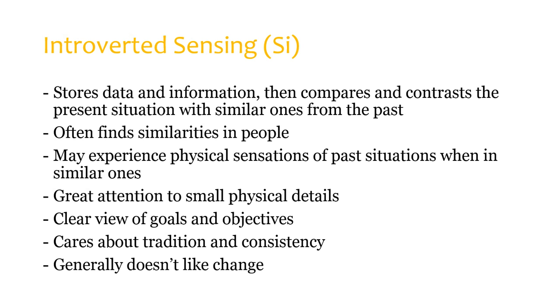Clear view of goals and objectives. Extroverted sensing usually doesn't care that much about that. It's improvising. It's in the moment. The great attention to small physical details is usually not there with extroverted sensing too. Introverted sensing is where you find all of that. And introverted sensors generally don't like change.